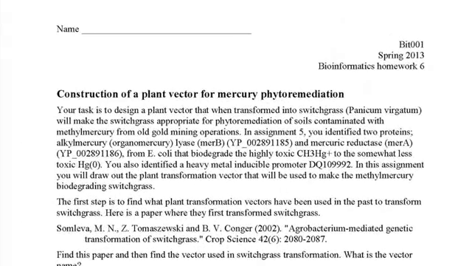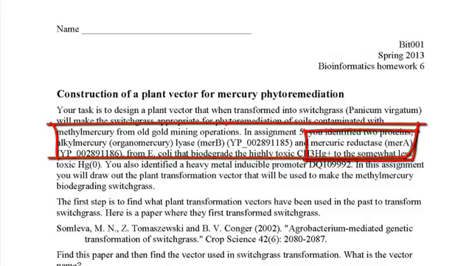Hello, this is a tutorial of Bioinformatics homework number 6. The overall goal of these assignments has been to design a plant vector that can be used to transform into switchgrass to enable it to biodegrade methylmercury in the soil of abandoned gold mine tailings. Last week you identified two proteins from E. coli, MER-A and MER-B, that can be used to detoxify methylmercury to the less toxic elemental mercury.